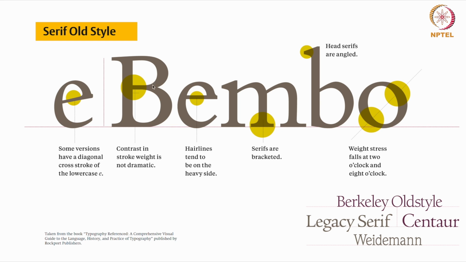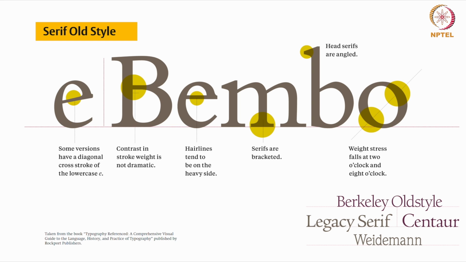They are also rounded and have a diagonal stress. This is a stress in the letter form, where thick and thin strokes change. The weighted stress falls at 2 o'clock and 8 o'clock, so very diagonal. They are inspired by early Renaissance calligraphy and are often associated with warmth and readability. So they are good fonts for reading on any printed or screen format.